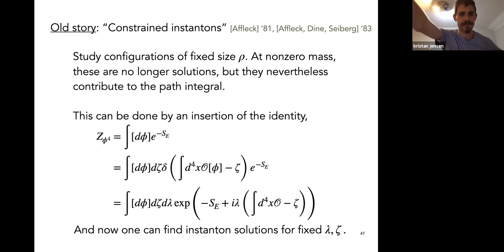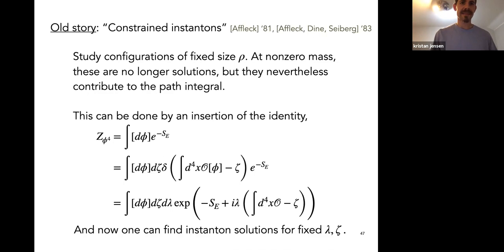And a fun fact is that you can find instanton solutions of the deformed equations of motion that you get in this model, the thing with action S plus this new term, at least at fixed lambda and zeta, these new parameters that you introduce. Once you extremize over them as well, you don't have a saddle point of the full system, but at fixed values of these new parameters, you can find instanton configurations. And these are the so-called constrained instantons. Constrained because lambda is imposing a constraint that can be satisfied for these configurations.